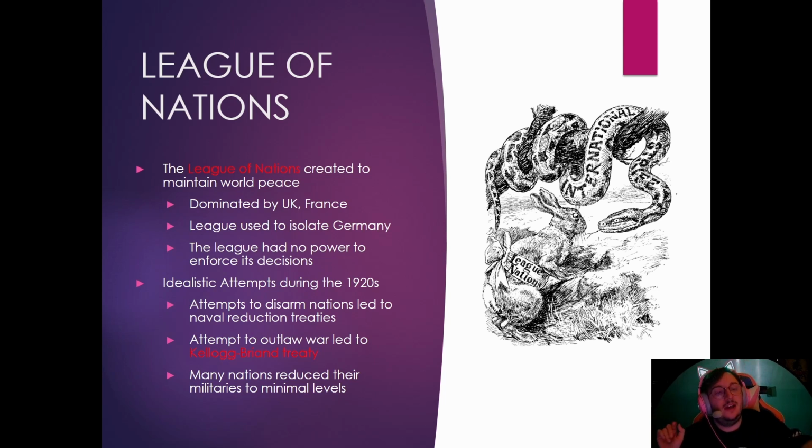So if the League went, hey, you can't do that, bad. Okay, they got a letter that said they couldn't do that. They couldn't do anything, right? So it wasn't an effective force. Now, they are very idealistic, meaning that they really want a lot of goals and things. They try to outlaw war with the Kellogg-Briand Treaty, right? They try. It doesn't work. They try to disarm nations. They try to reduce navies. Doesn't work, right? But many nations do reduce their militaries to minimal levels, at least until the 30s.